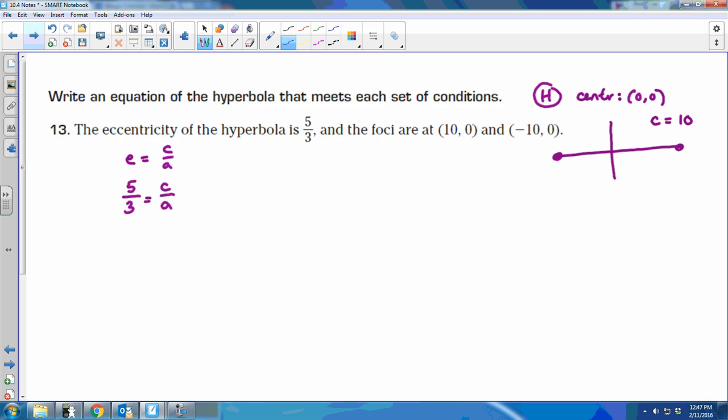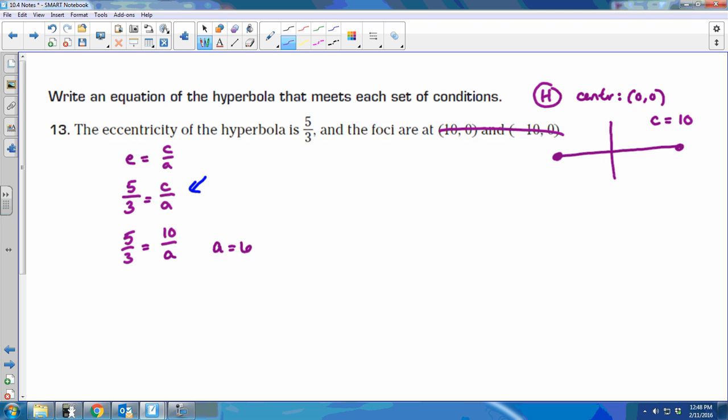Okay, so now if I go back over here, I know C is 10, so I have 5 over 3 equals 10 over A. Either you're good at ratios, and you can tell me what this is right now, or you need to cross multiply it and solve for A. So A is 6.